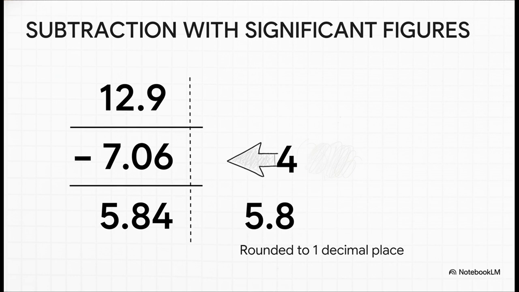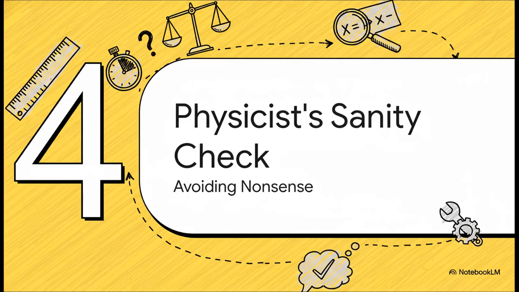12.9 has 1 decimal place. 7.06 has 2. The least precise number is the one with fewer decimal places, so our answer has to be rounded to just 1 decimal place. The calculator says 5.84, but since we can only keep 1 decimal place, we round it to 5.8. And mystery solved. The answer is 5.8 because that's the most honest answer we can give based on our original measurements. So we've got our universal language, and we know how to be honest about precision.